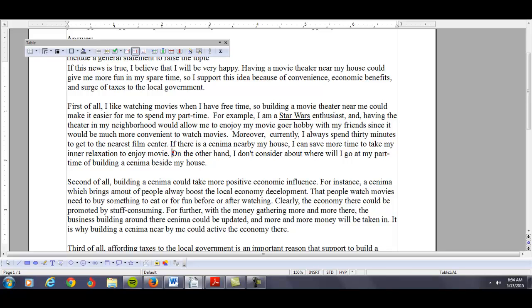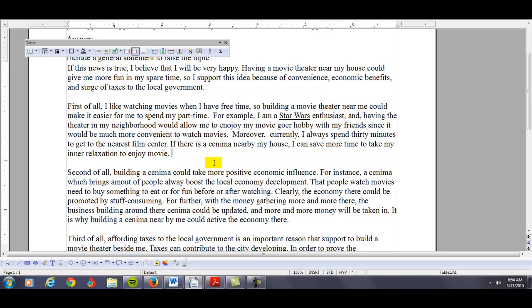Yeah, this idea, you're basically saying the same thing in two sentences, so sometimes you're a little bit repetitive. I don't even think you need that sentence. So moreover, currently, I always spend 30 minutes to get to the nearest film center. If there is a cinema nearby my house, I can save a total of 60 minutes of driving time.